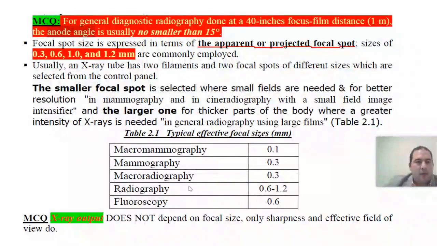Here, for example, as we were discussing, if I need a different effective focal spot size, such as in mammography, macromammography, radiography, or fluoroscopy, you will find that the lower the resolution required, the larger your effective focal spot size will be. For example, there is fluoroscopy used for cardiac procedures that require a small field coverage, while in cases that involve intervention, a larger field coverage is needed.